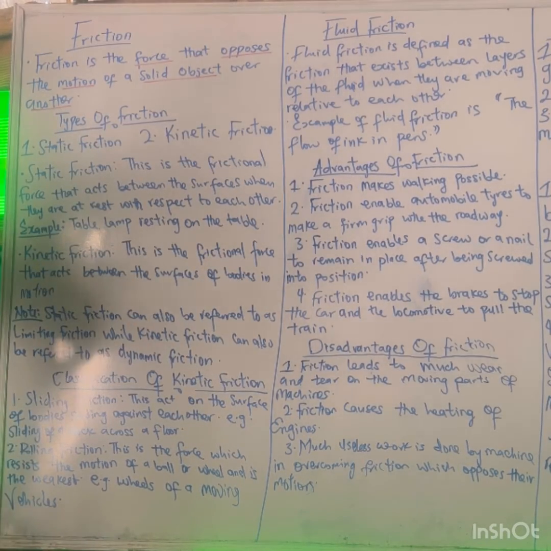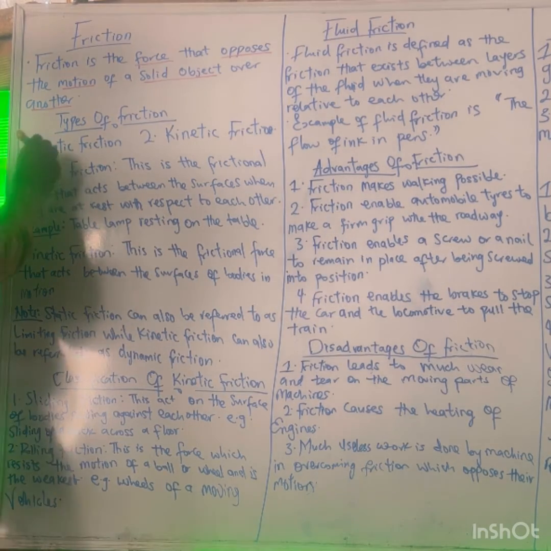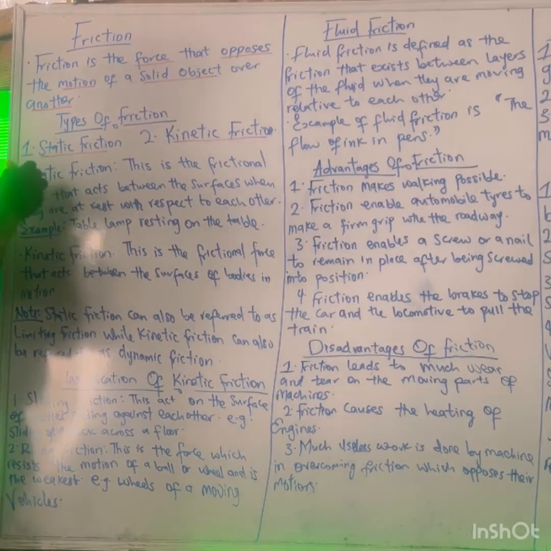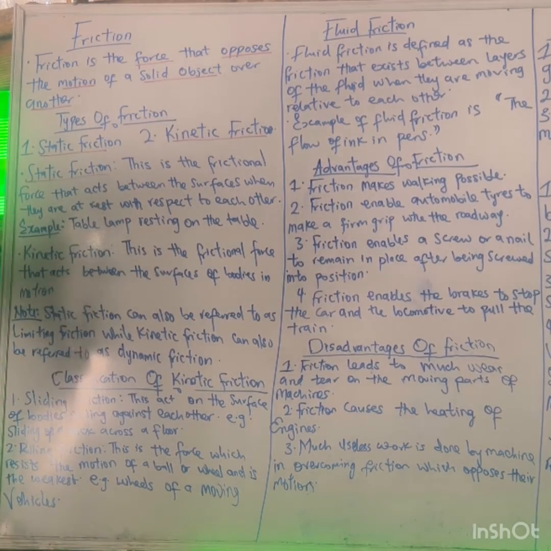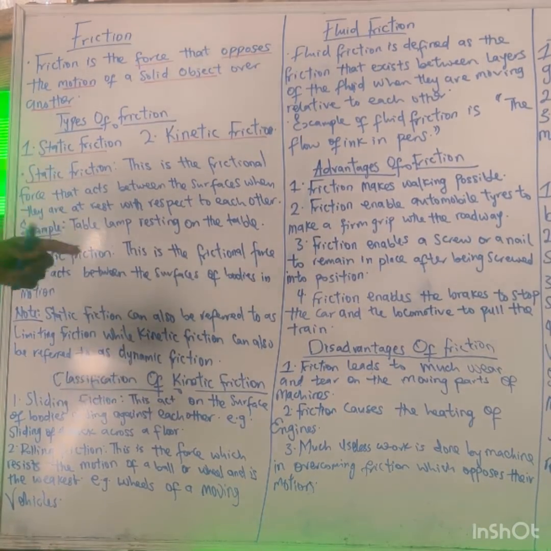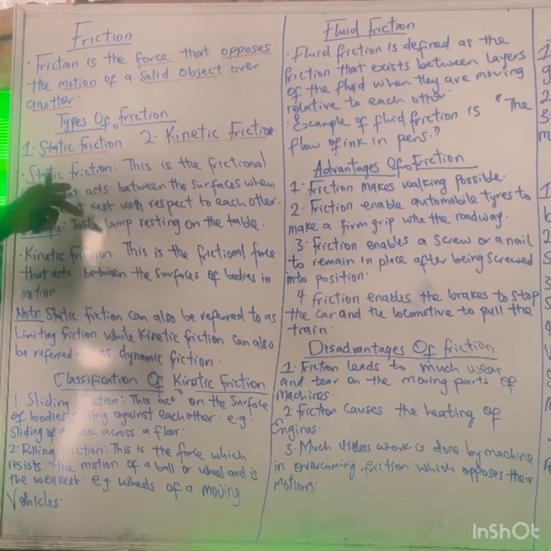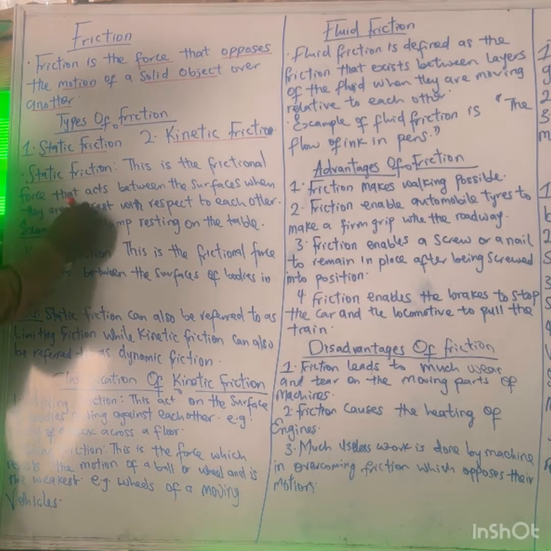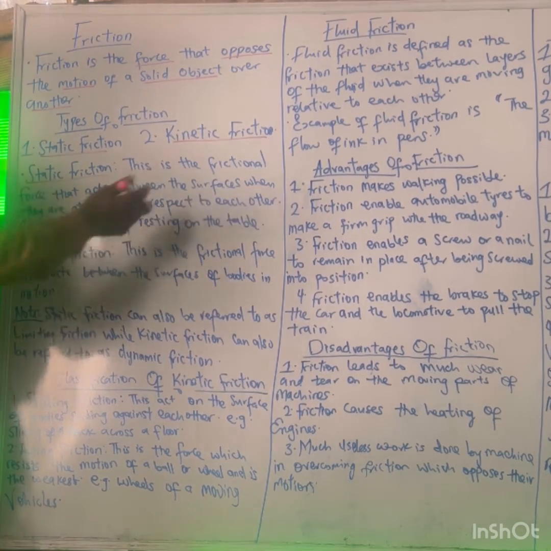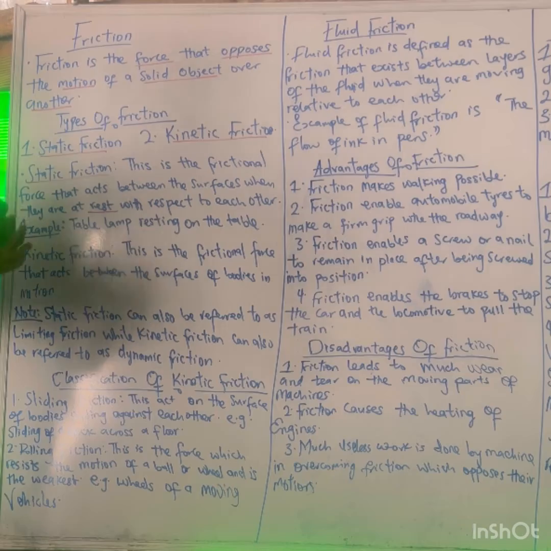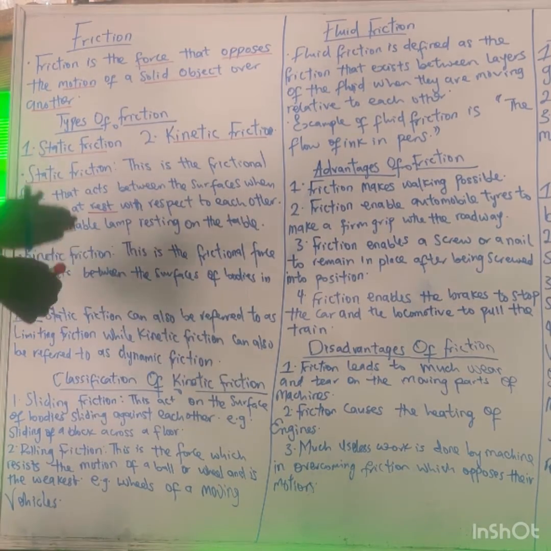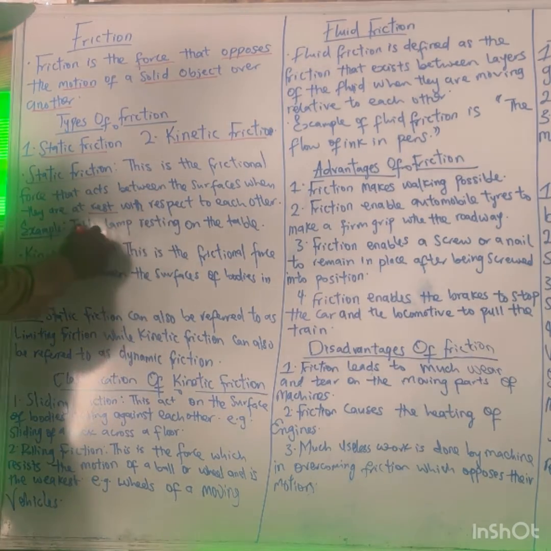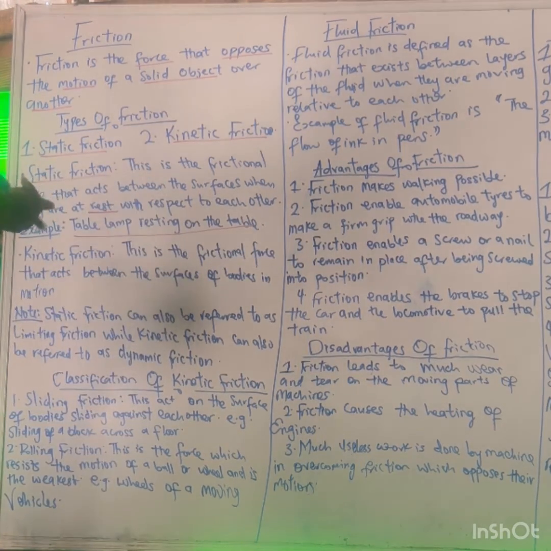We have the types of friction. Generally, we can classify friction into two. We have the static friction, and we have the kinetic friction. So let's talk about the static friction. Static friction, as the name implies, static, when something is not moving. This is the frictional force that acts between the surfaces when they are at rest, that is, when they are not moving with respect to each other. So the friction that acts on the body when the body is not moving is called what? Static friction. An example of static friction is a table lamp resting on the table. So that's an example of what?